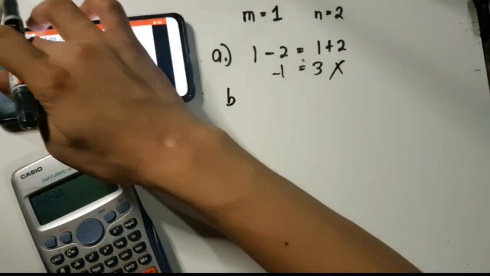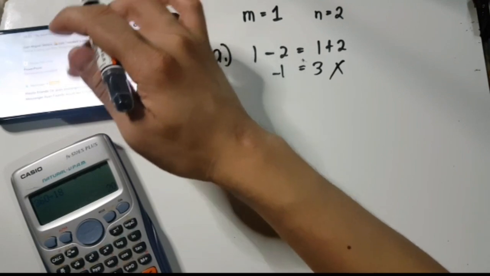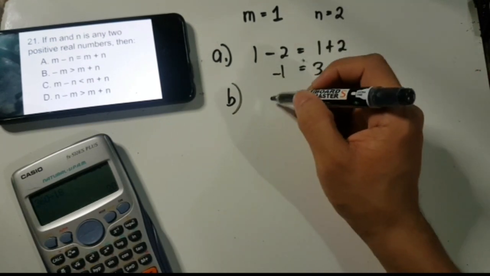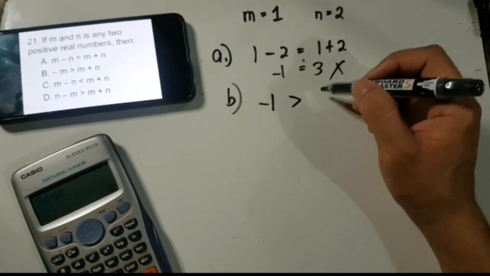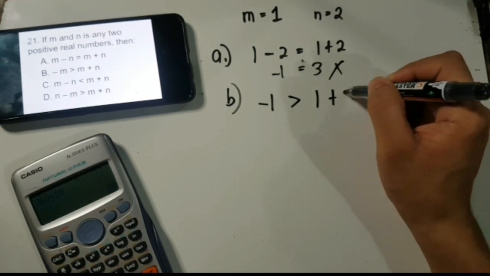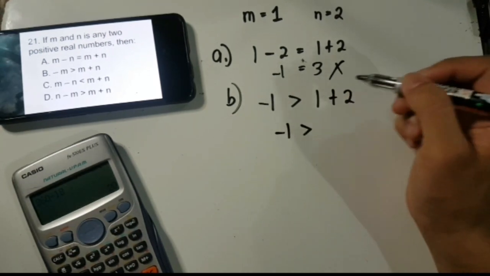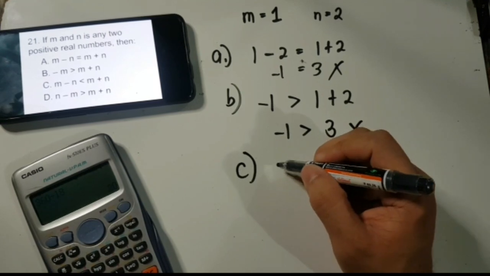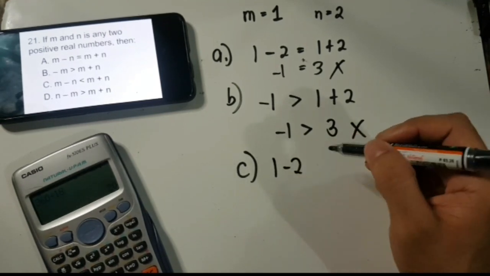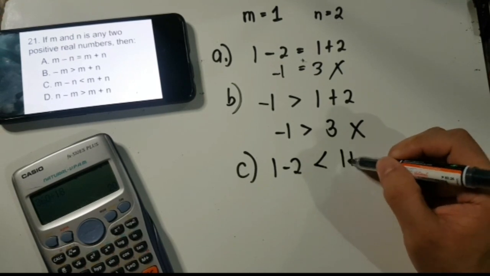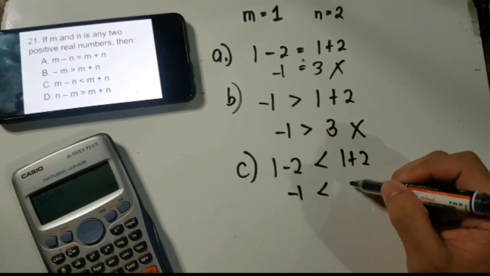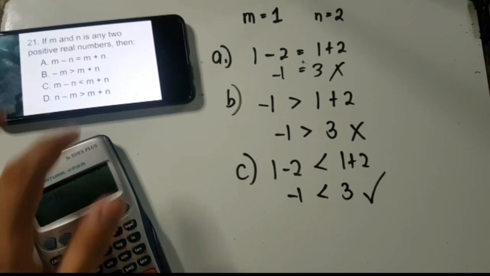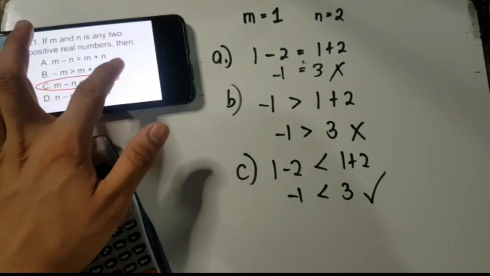How about B? Ay, sorry. Anyway, so try pa rin natin. Negative 1 is greater than m plus n. So, 1 plus 2. So, negative 1 is greater than 3. So, no. Sorry. So, m, 1 minus 2 is less than 1 plus 2. So, this is negative 1 is less than m plus n, which is 3. So, ito ay tamang sagot. Letter C. Next.